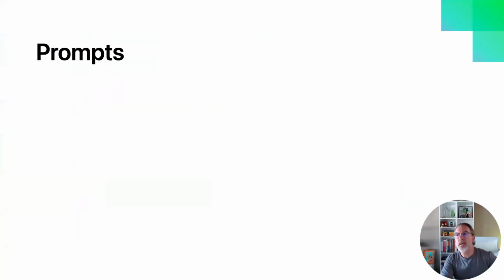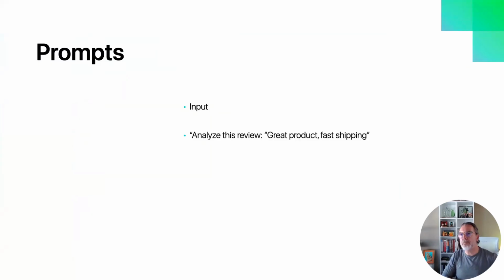And that brings us to prompts, right? The prompt is the input, the question that you ask. And again, in this case we're talking about a chat model, a text generation model. So we have an input like, here's something that I wanted you to do.